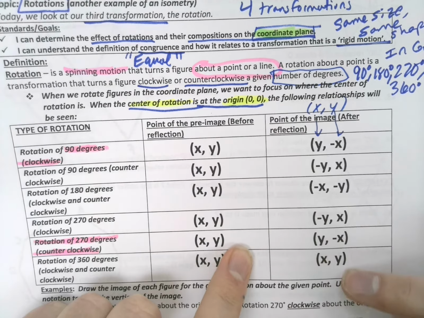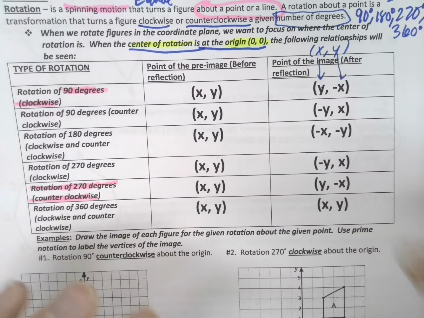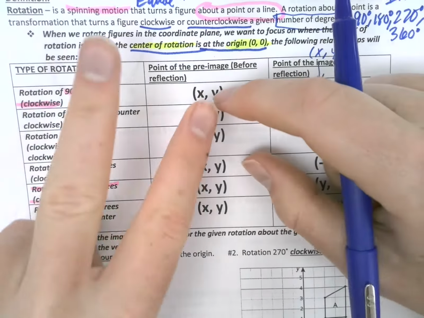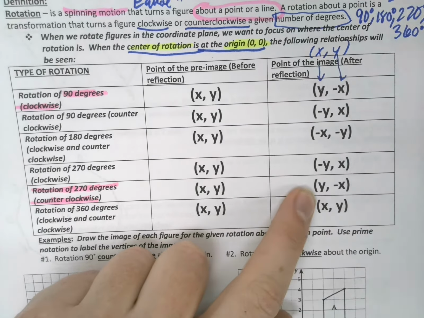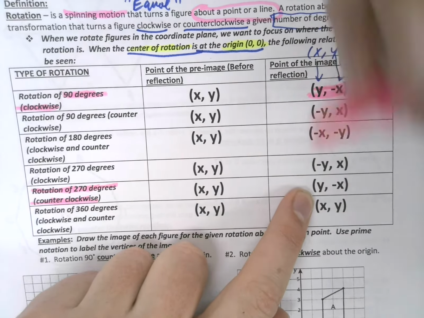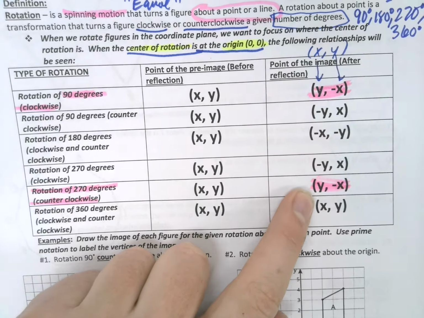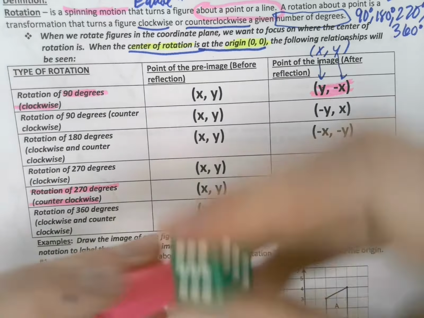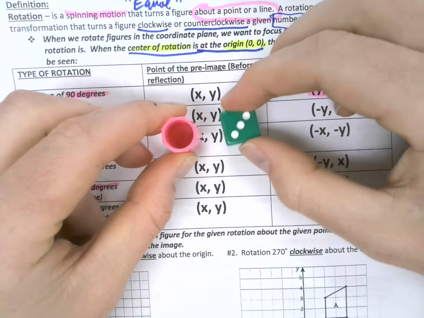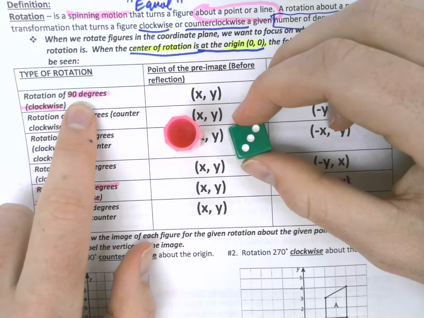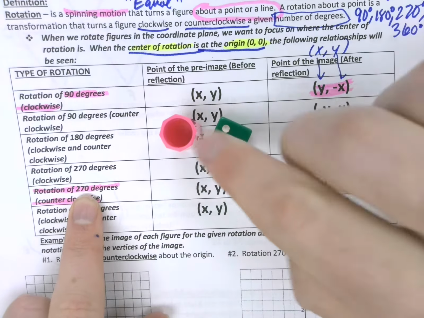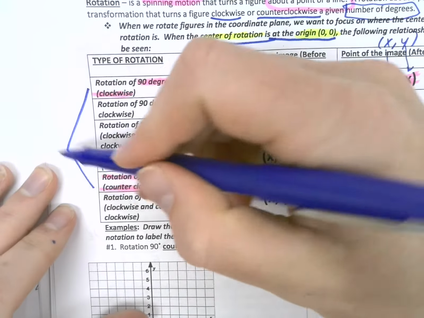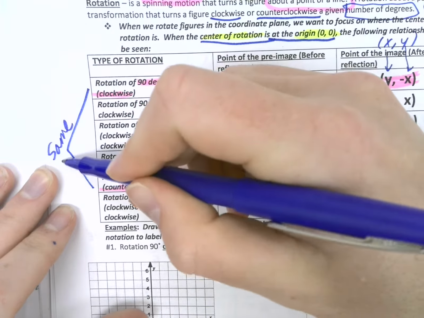You're thinking, oh gosh, there's 6 of these, how am I supposed to remember? Well, number 1, you're going to have this chart. And number 2, check it out. These are the exact same, and I'm sure some of you guys know why. If we rotate 90 degrees clockwise, and then we rotate 270 degrees counterclockwise, it's the same thing. This brings us to the same point.